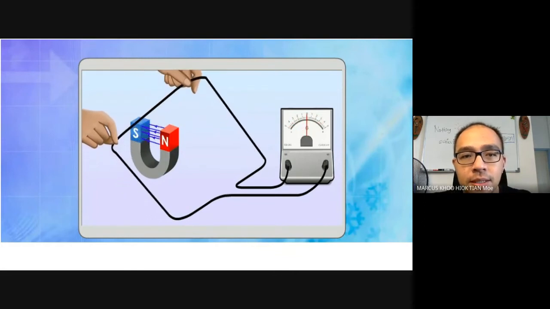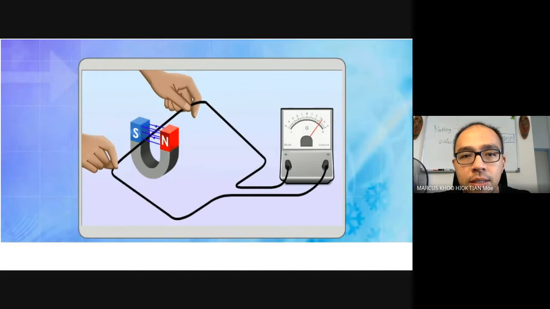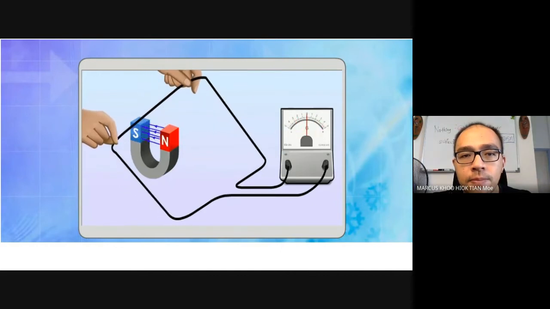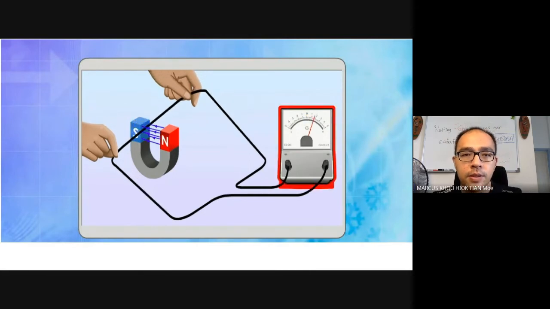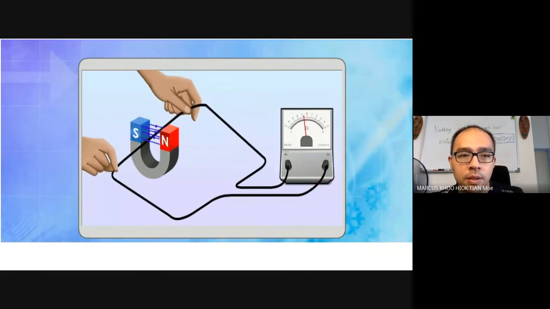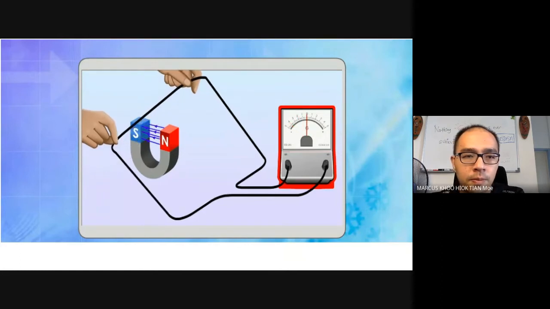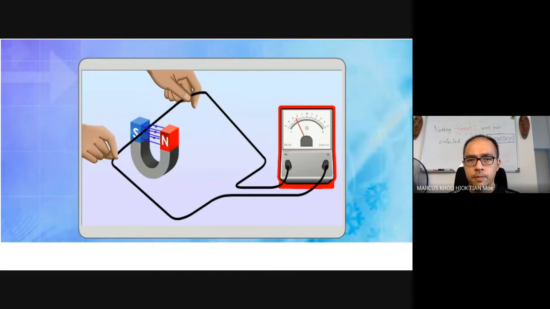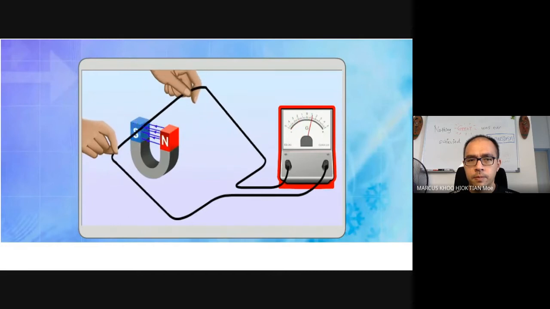What happens to the galvanometer pointer when the wire moves up and down across the magnetic field? The galvanometer pointer shows a deflection to the right when the wire moves down and a deflection in the opposite direction, that is, to the left, when the wire moves up.